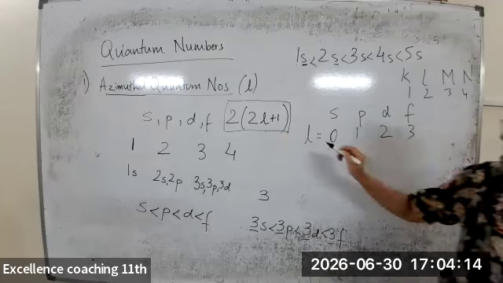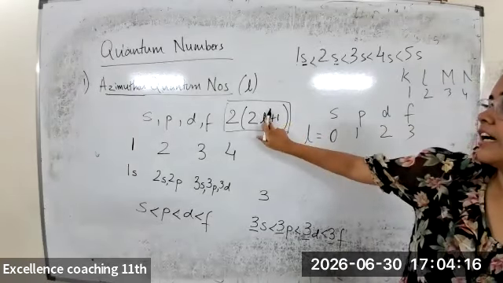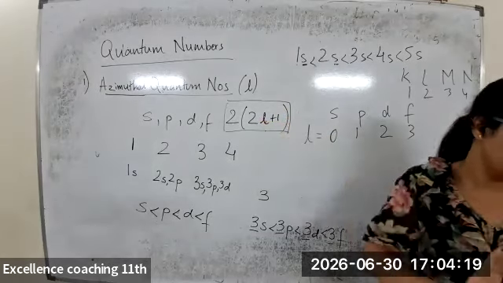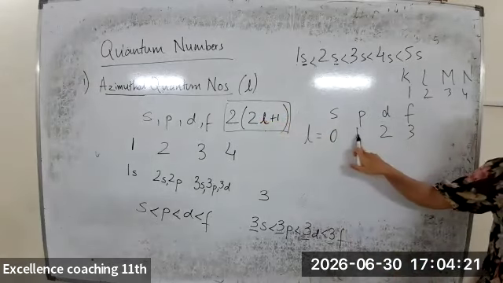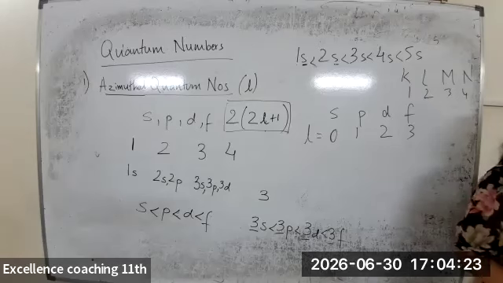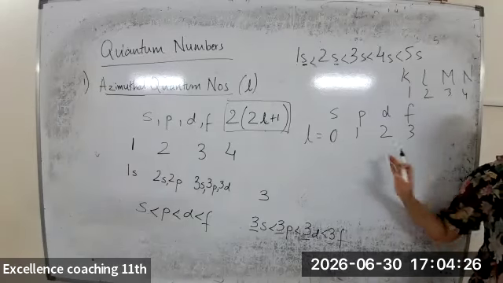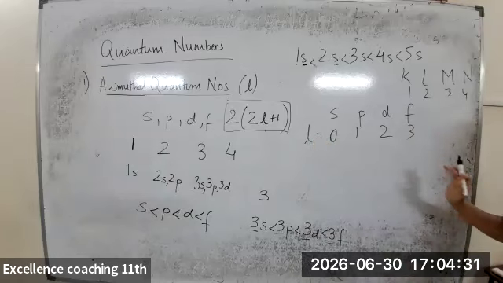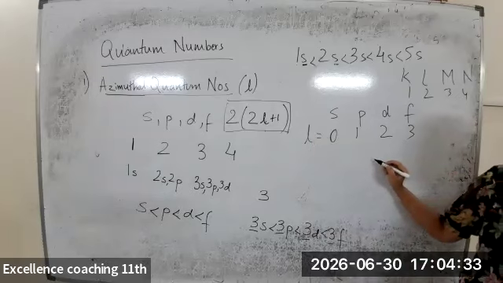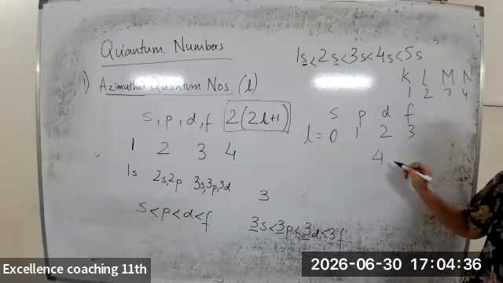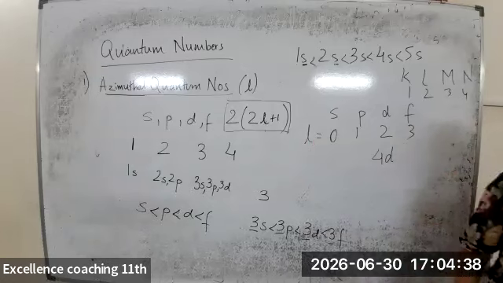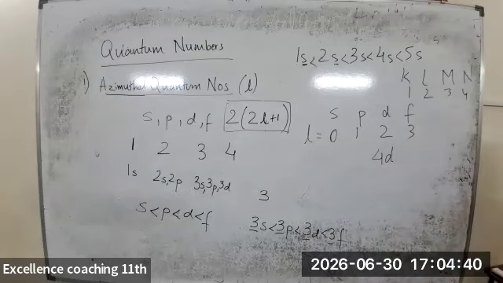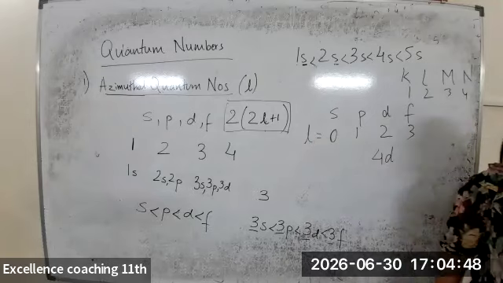2, right? If I substitute 0 here, it will be 2 into 1, that is 2. Same way for P, 6. Have all understood how we got 6? Suppose I ask you how many electrons will be present in my 4d orbital, how will you calculate? Yes, someone said it, 10.